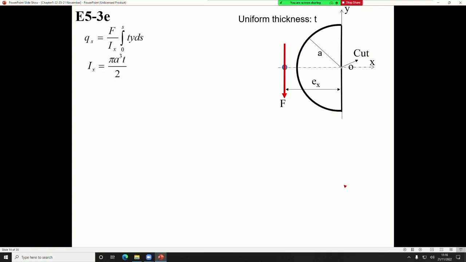So Ix for a semicircular section is pi r cubed t over 2, where r is equal to little a. And then we've got two vertical panels, but because the cut is very small, if you find I for the whole panel without a cut, it gives you exactly the same answer. So it's 1 over 12 times t times (2a) cubed, which is 2.24 a cubed t. So I repeat, if you find the I for each of these two individually and add them up, because the cut has negligible height, it is almost the same as 1 over 12 t times 2a cubed.